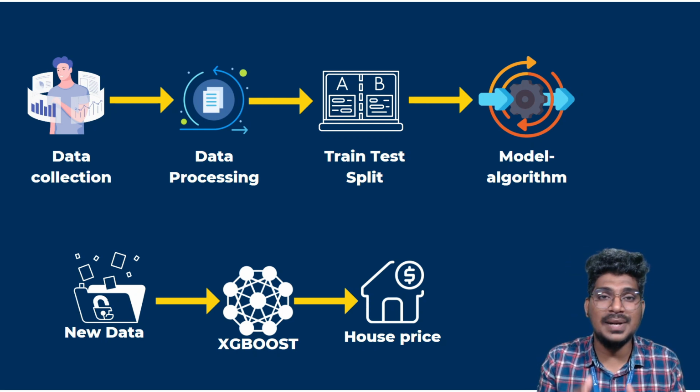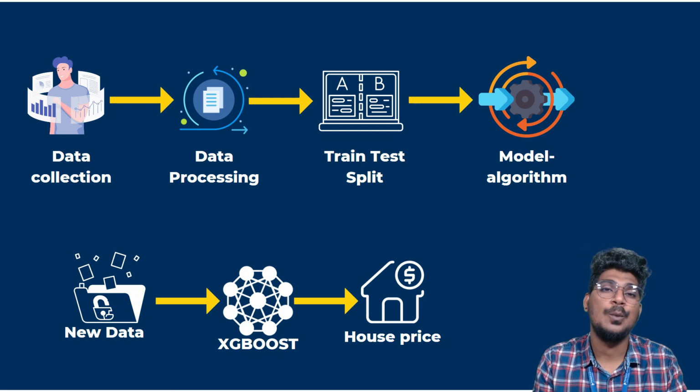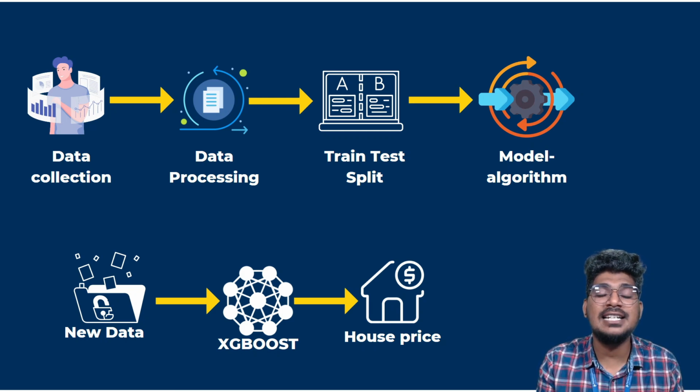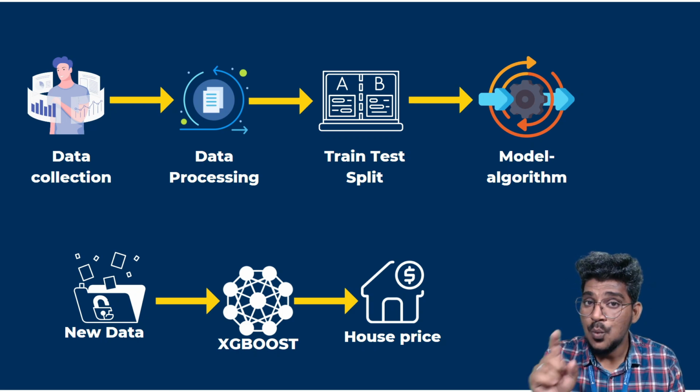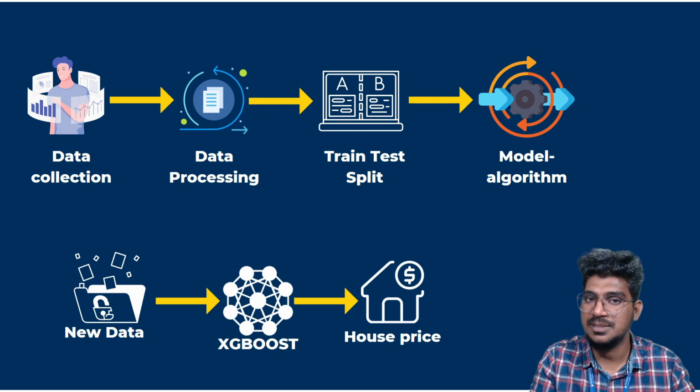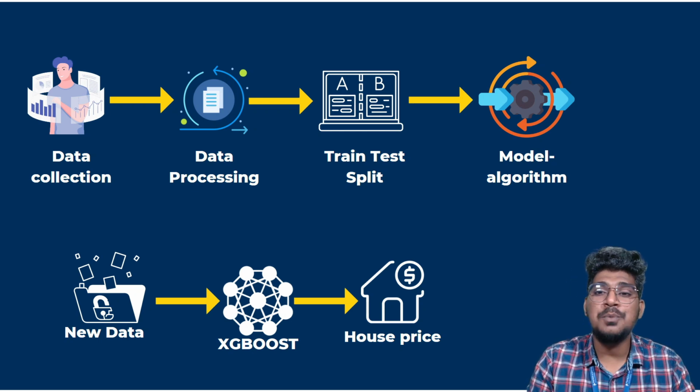After collecting and processing the data, what do we need to do? That means train test split. We are going to split the data for testing as well as training. Once you create the training data as well as the testing data with the help of the train test split function, you are going to create a model with the help of one particular algorithm based on the regression problem.